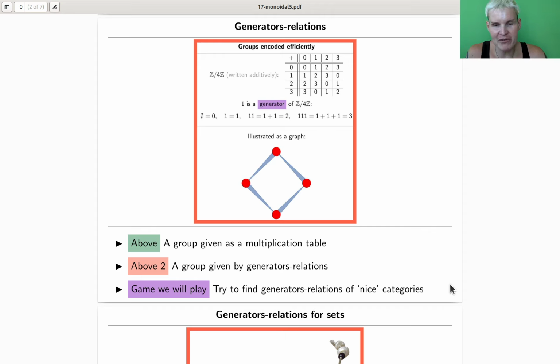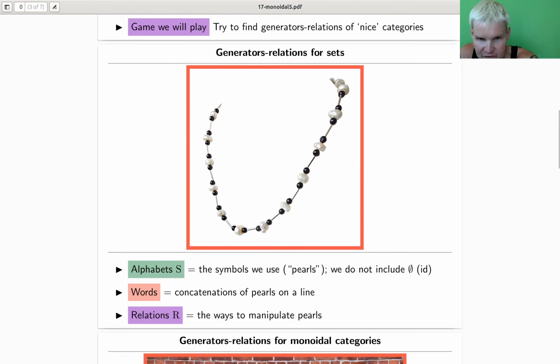So generators and relations is something that, at least I felt after a while, why hasn't anybody ever told me about it? This is just a very nice way to see what a group is. And there's actually a really nice way to visualize what it is.